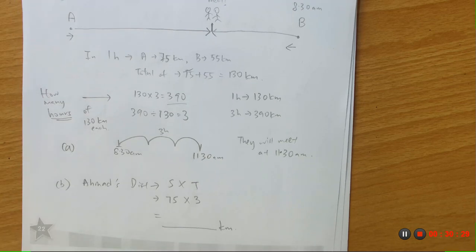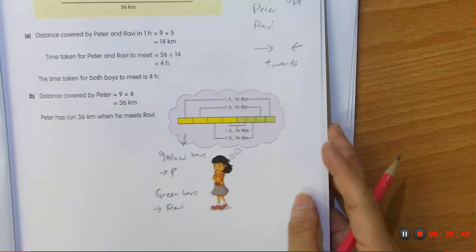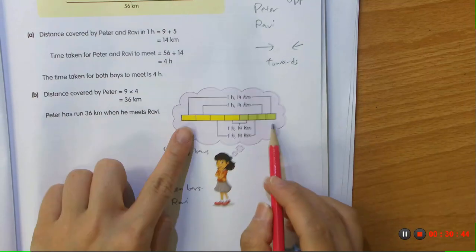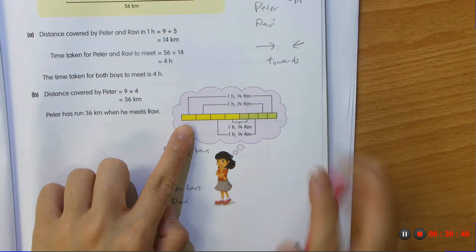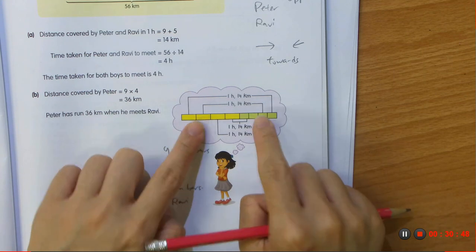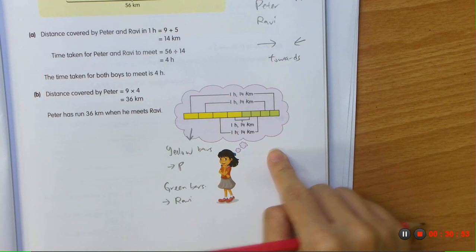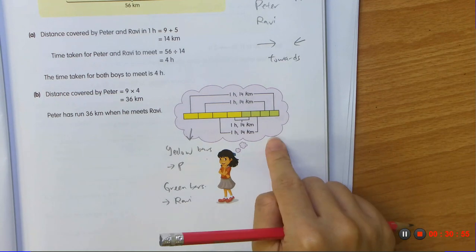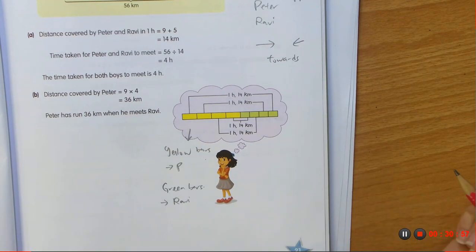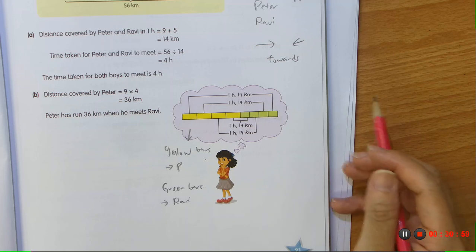Can you understand? If you still don't understand, yesterday we actually went through one of these questions. See? It's here. In 1 hour they travel this, another hour they travel this, another hour they travel this. So this is the bar model that shows you how the traveling happens.